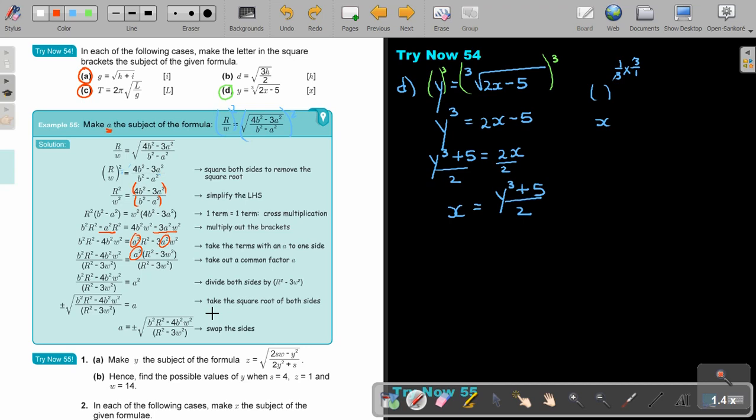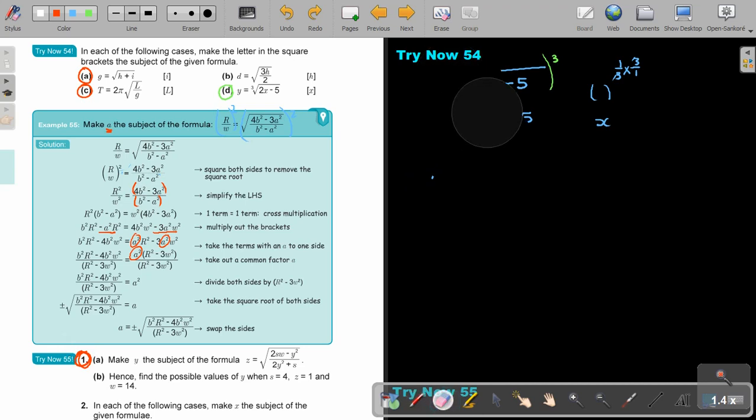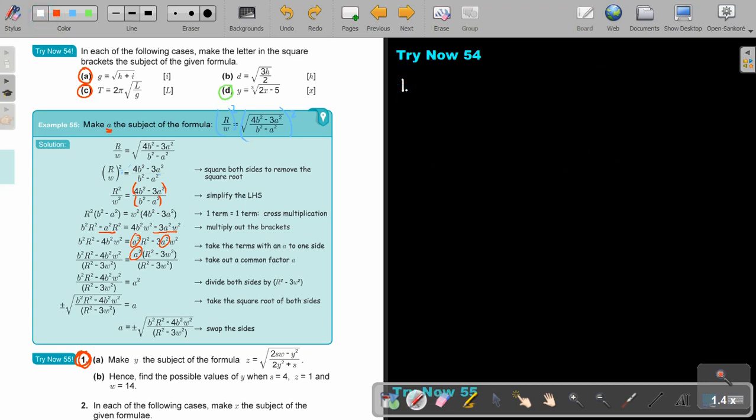I want you to do just number one, because number one takes you a little bit further using that changed formula. Again, you can stop the video, and as soon as you are finished, you can continue the video. So z is equal to, and now it's going to be 2sw minus y squared over 2y squared plus s.